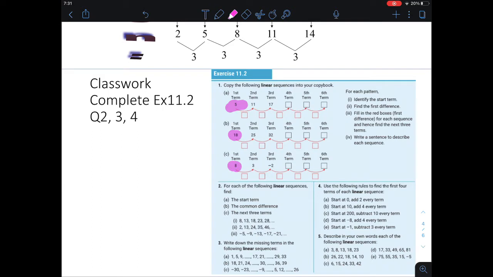Part B, we're asked to find the first difference. This is the value that we're adding on or taking away to find our next term. So we find the difference between the first and the second term. This, in part A, is 6. This means we are adding on 6 to each term. In part B, we're adding on 7 to each term. And in part C, we are taking away 5 from each term.